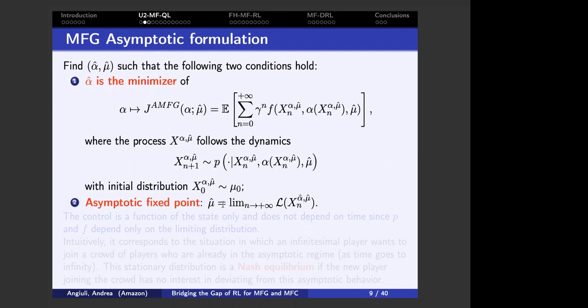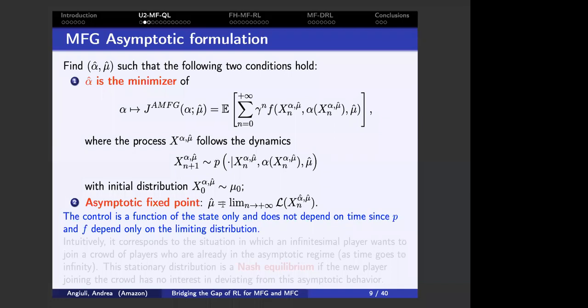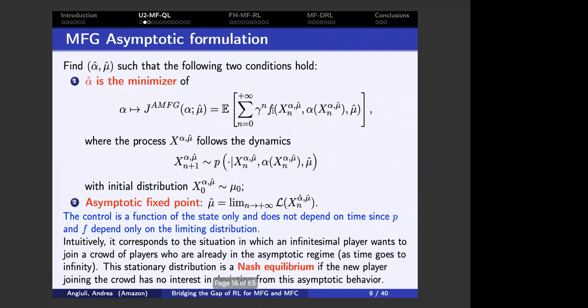What is important here is that the control function that we are going to find does not depend on time, since both the dynamics and running costs depend only on the ergodic distribution of the agent. This allows us to create a framework that is similar to the classical reinforcement learning framework. Also, intuitively, this is the case where a single agent wants to join a crowd that is already at equilibrium, and the Nash equilibrium is represented by a strategy from which the agent of the population will not have any incentive to deviate.